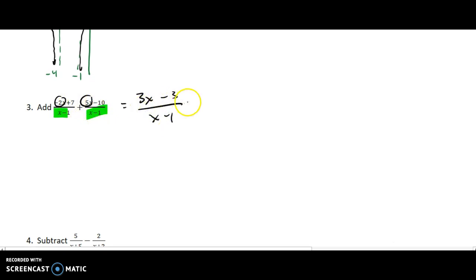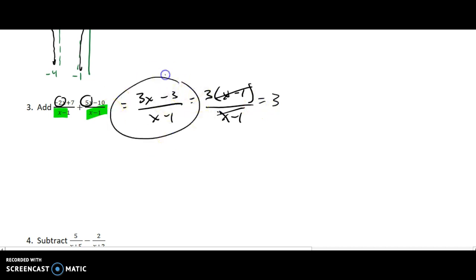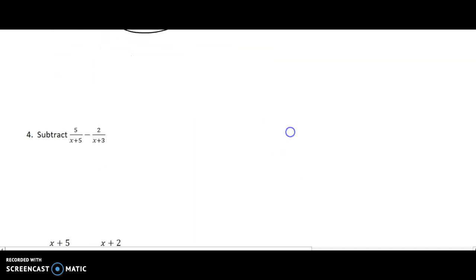This one's kind of cool because we can take a GCF out. Not all of them can do this. Sometimes you can. And then those are going to cancel. So you're actually just left with 3. If you left it here, though, I wouldn't be too upset. I think that's pretty cool.